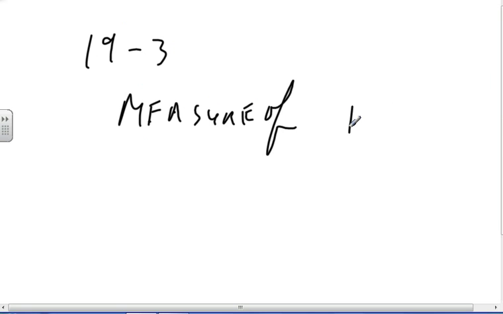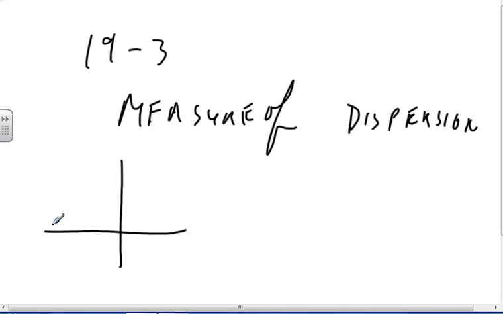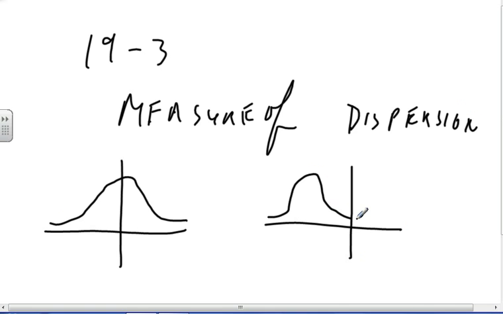So now we're in 19.3, and we're going to discuss measures of dispersion. So if my data looks like that, we might call that a normal type curve. The data could look like this. What would we call that? So if we call this guy normal, we would call this the Mae West curve.